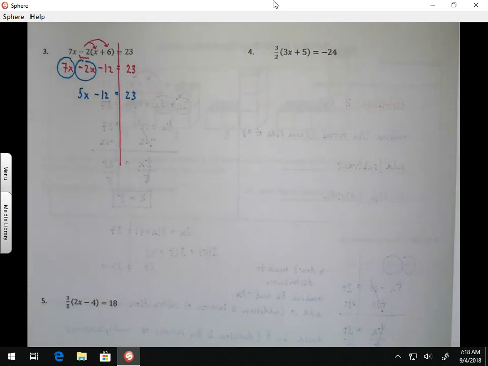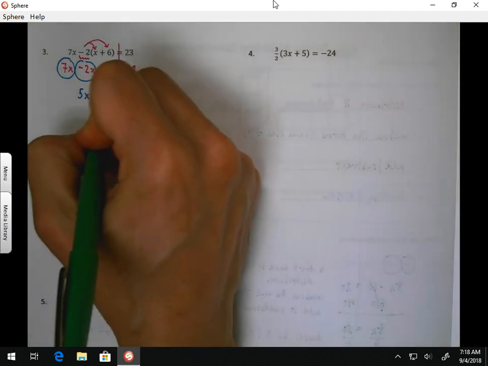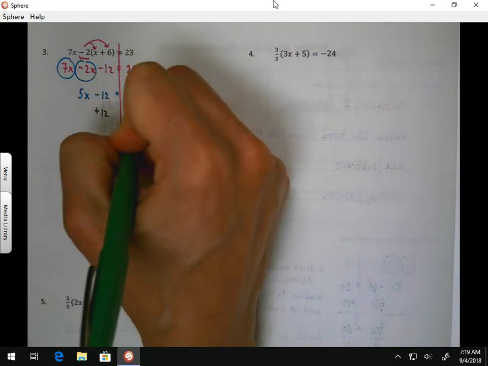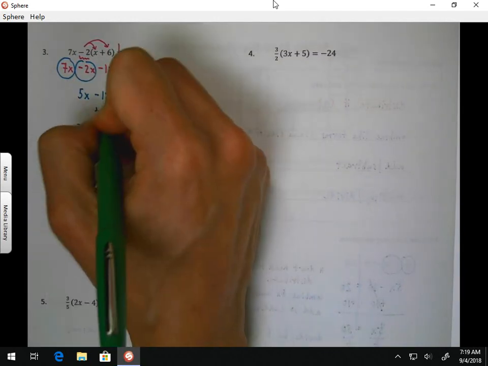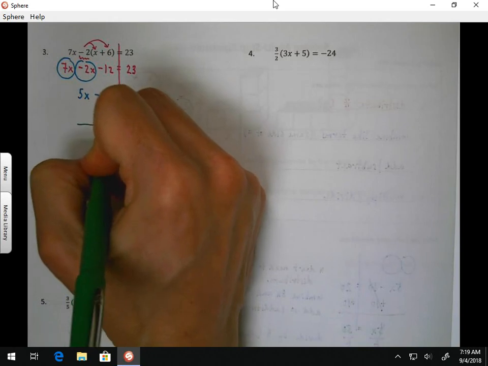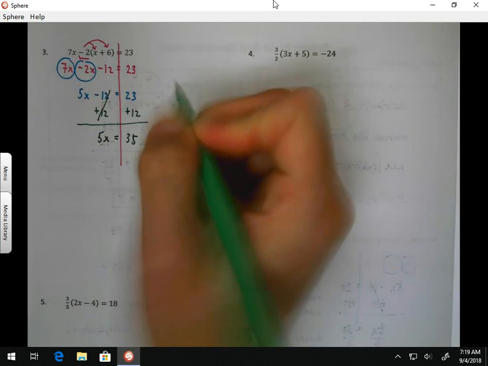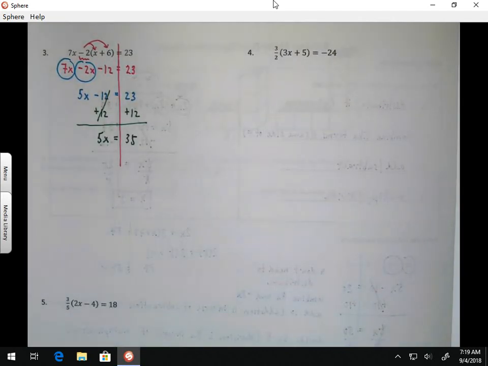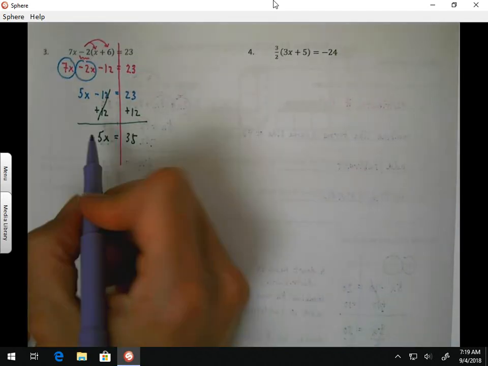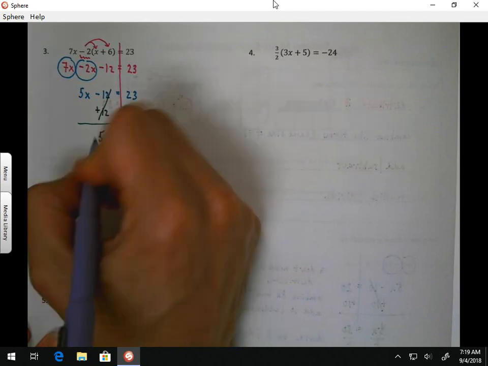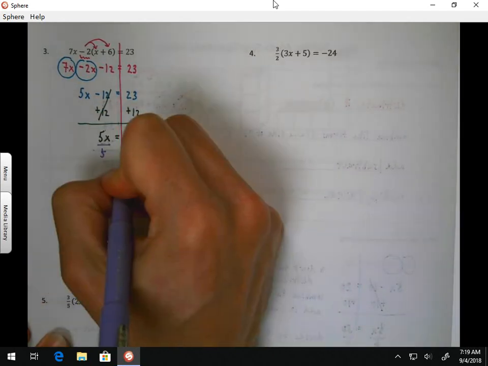Now again, we're back to just that two-step equation. So since I see subtraction here, I know I need to do the inverse, which is addition. These terms cancel out, and I get 5x is equal to 35. So now to isolate the variable, to get that all by itself, since this is multiplication, I'm going to undo that multiplication by dividing. And I get x is equal to 7.